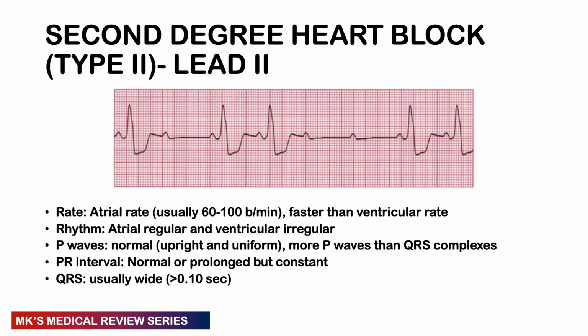In Mobitz type 2, we have a fixed PR interval. As you can see here, it's prolonged and fixed from here to here, from here to here, from here to here. It's the same, but we see what's happening here. We have a T wave, we have a P wave, nothing, another P wave, QRS complex. So this is our second degree heart block.